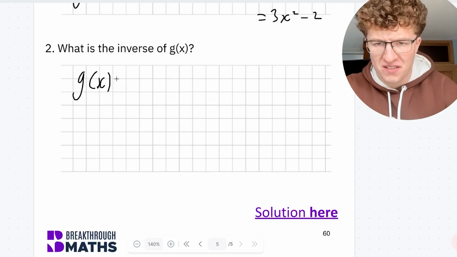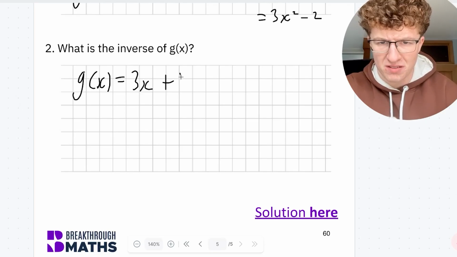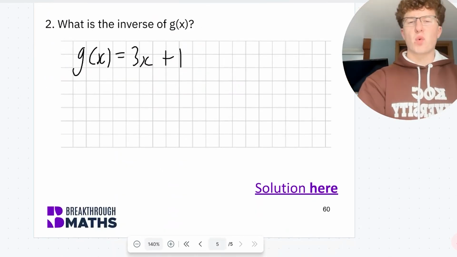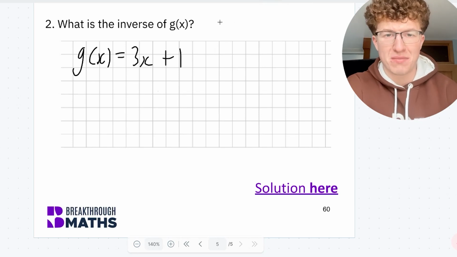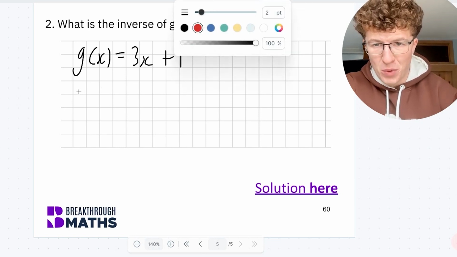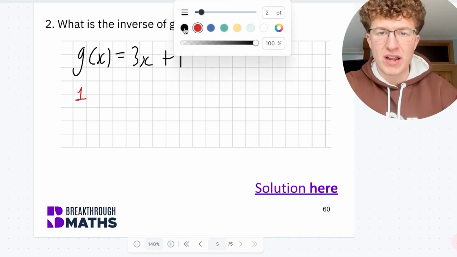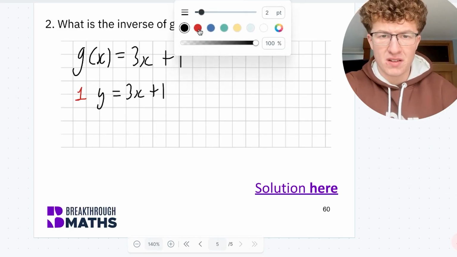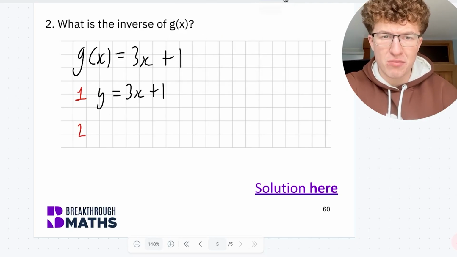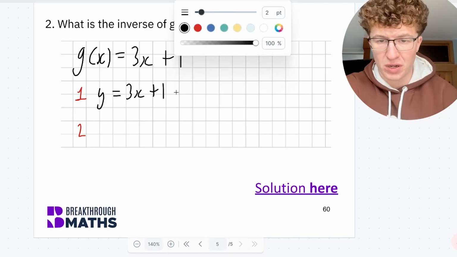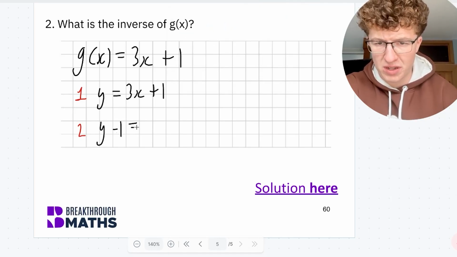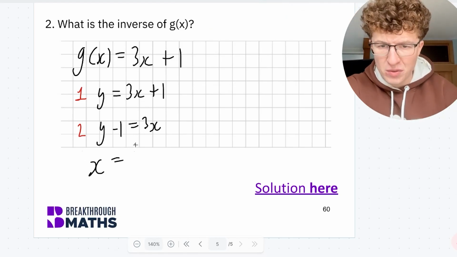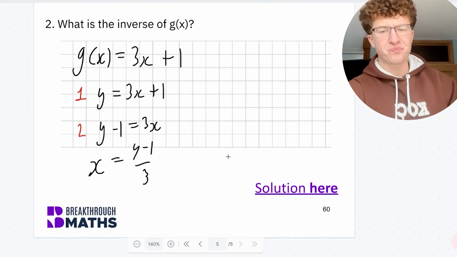So g of x is equal to 3x plus 1. Now, whenever we're finding the inverse, we're always doing the same steps. First step, number 1, we need to write g of x as y. So y is equal to 3x plus 1. Second step, we want to rearrange to have x on its own. So we're going to bring the 1 over first. We'll have y minus 1 is equal to 3x. And then when we divide by 3, we're going to have x is equal to y minus 1 over 3.